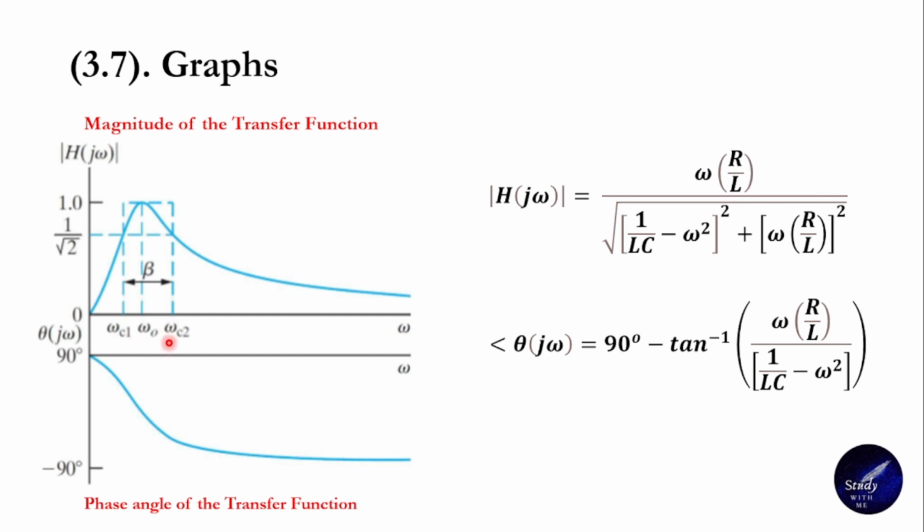Okay, then note that the magnitude of the transfer function when omega equals omega naught is 1. It is defined as that. Okay, then when omega equals the cutoff frequencies, you can see the magnitude of the transfer function is 1 over root 2. It is also a definition.